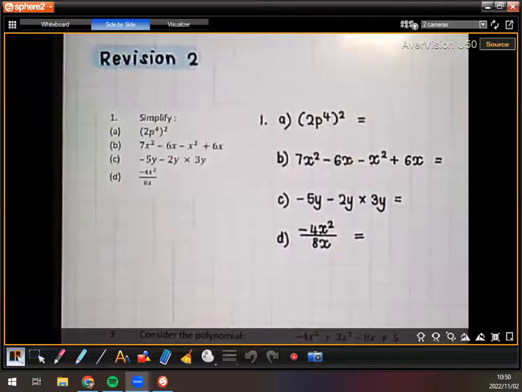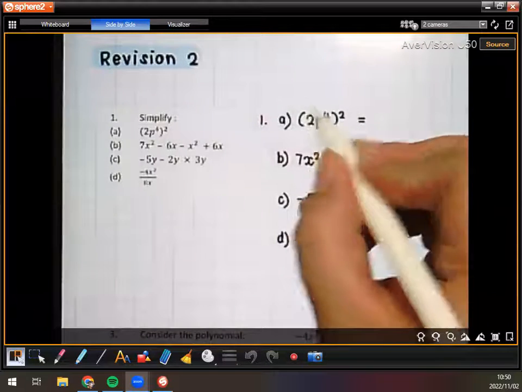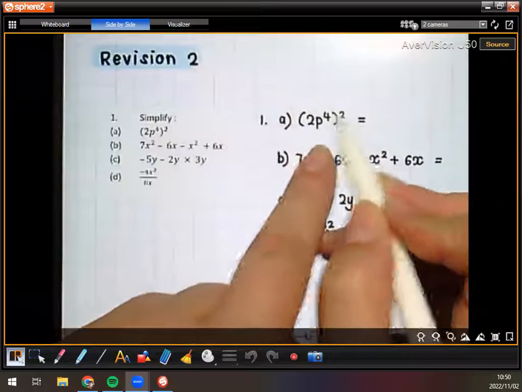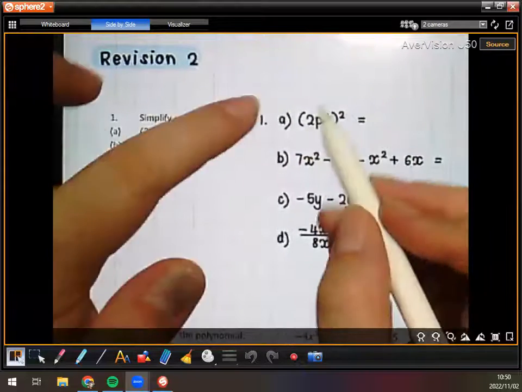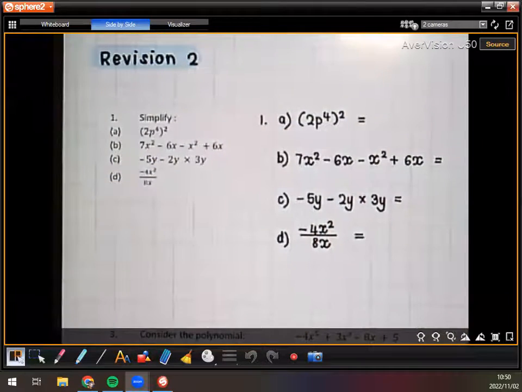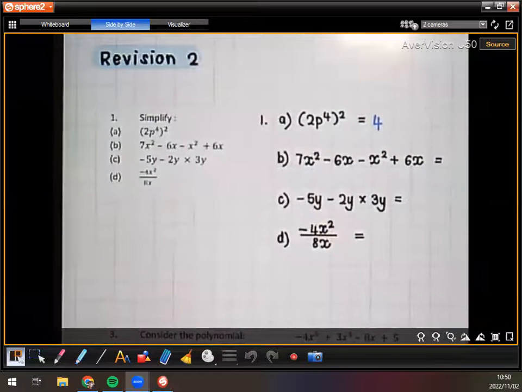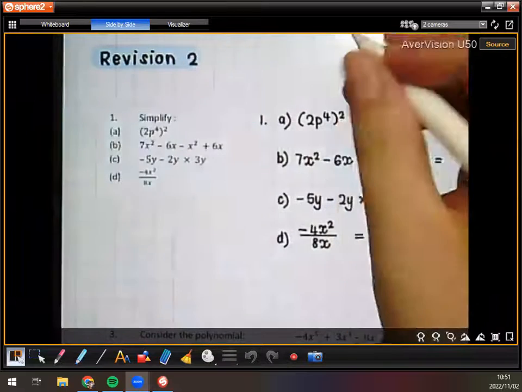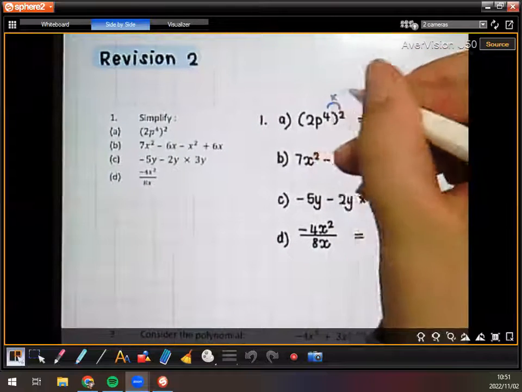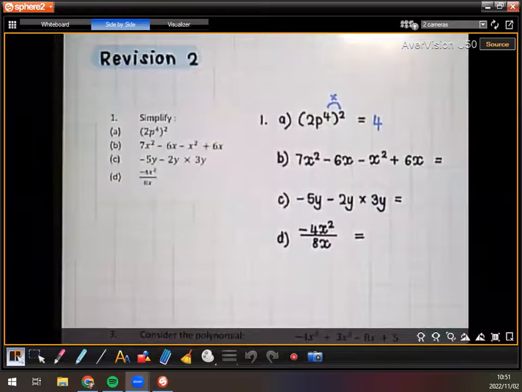Yes, Shannon? You can? Yes, good. So we're going to have to square both of the things that are in this bracket, right? What is 2 squared? 2 squared is 4. And then guys, when it comes to exponents inside a bracket and outside a bracket, what you have to do is you have to multiply them.